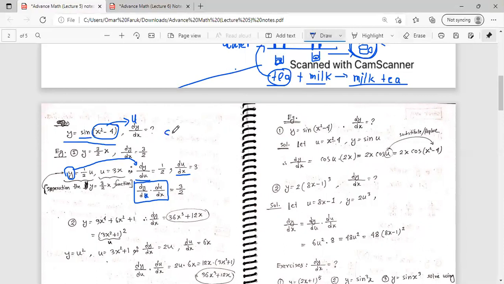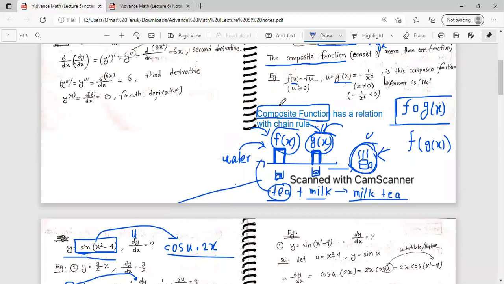So here it will be cos u, and now you have to differentiate the inside function. The inside function is x square minus 4. So the derivative of x square minus 4 we just multiply into it. It will be times, and the derivative of x square minus 4 is 2x. So this is the solution of this function, and it is calculated using chain rule.